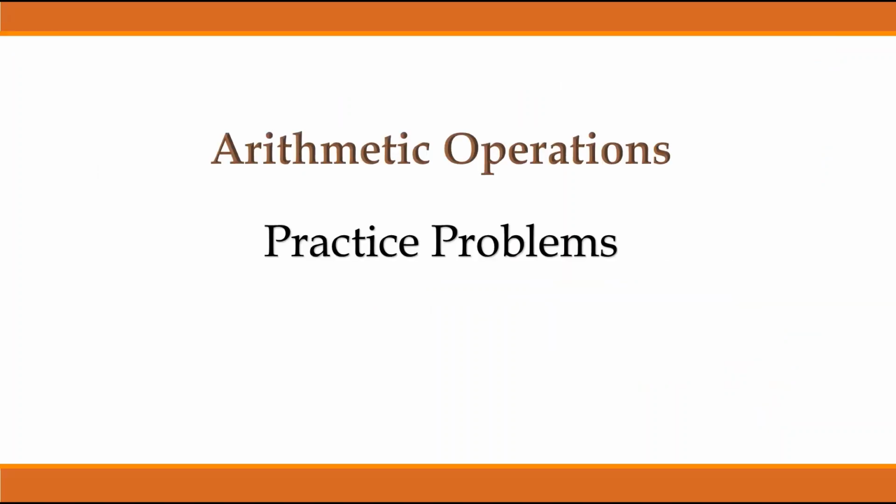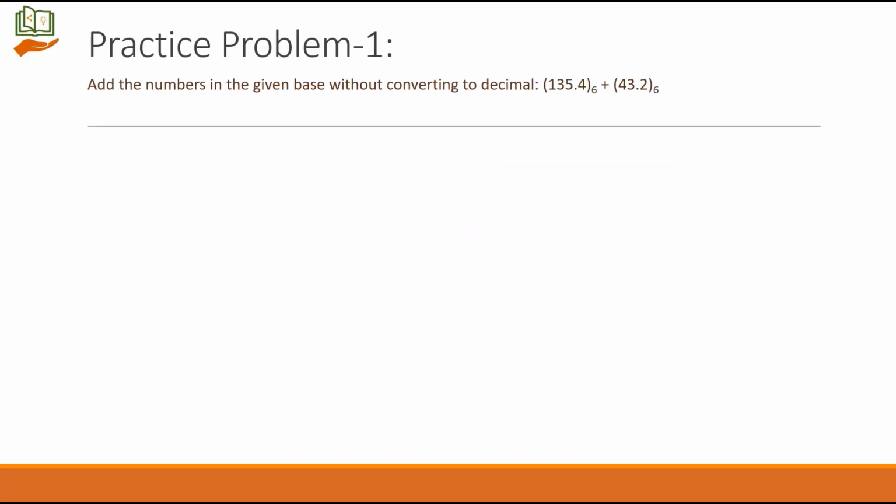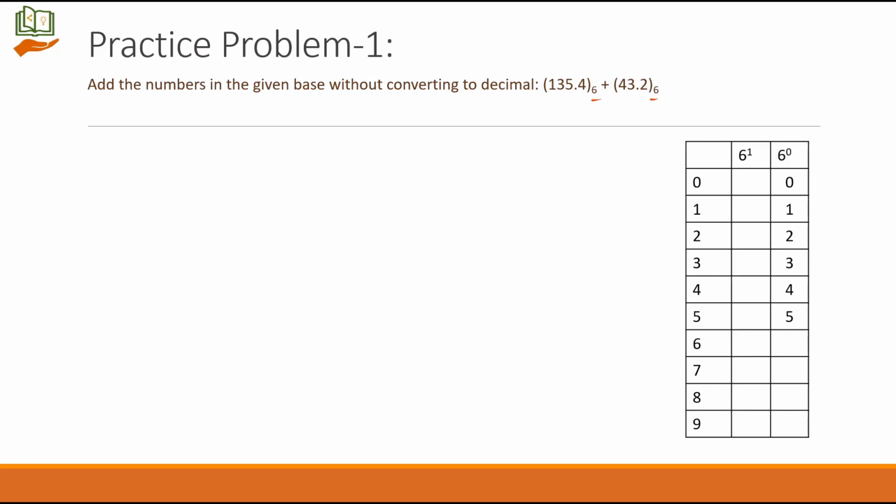Arithmetic operations, practice problems. Now we have worked with binary. The practice problems will have another base. Add the numbers in the given base without converting to decimal. It means you are going to add it in base 6 only. Let's take the first 6 digits: 0, 1, 2, 3, 4, 5 are there.